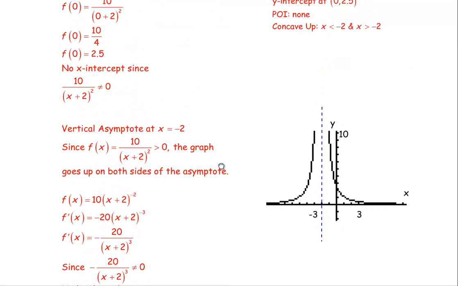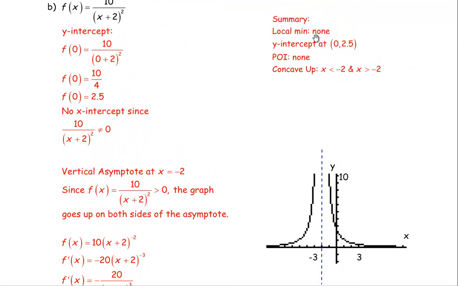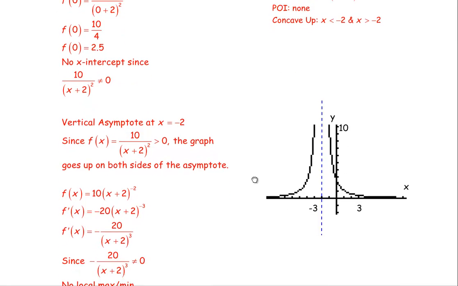So as a summary, this is what we have. There's no local min or max. I didn't write the no local max here, but that would be true as well. The y-intercept is at (0, 2.5), which is right there. There's a vertical asymptote at -2, goes up on both sides. No points of inflection, and the graph is entirely concave up. Now, it's undefined at -2, so you actually should list this as intervals, as it's concave up below -2 and also above -2. At -2, the graph doesn't exist, and so that's what it looks like. And that's the end of the review.